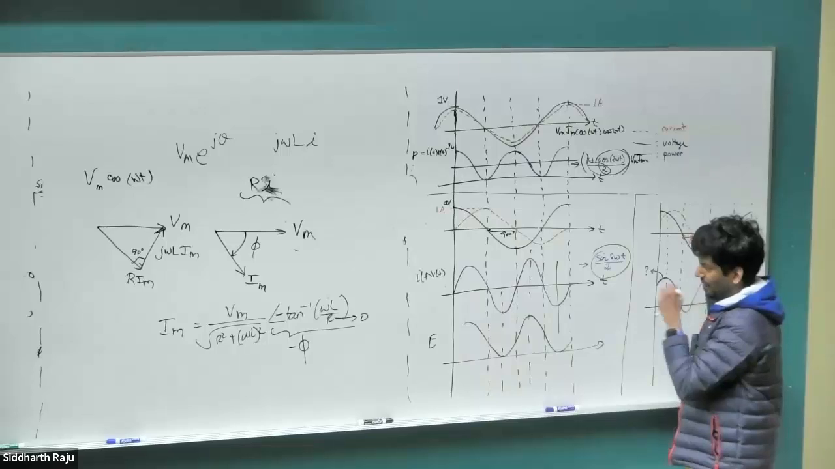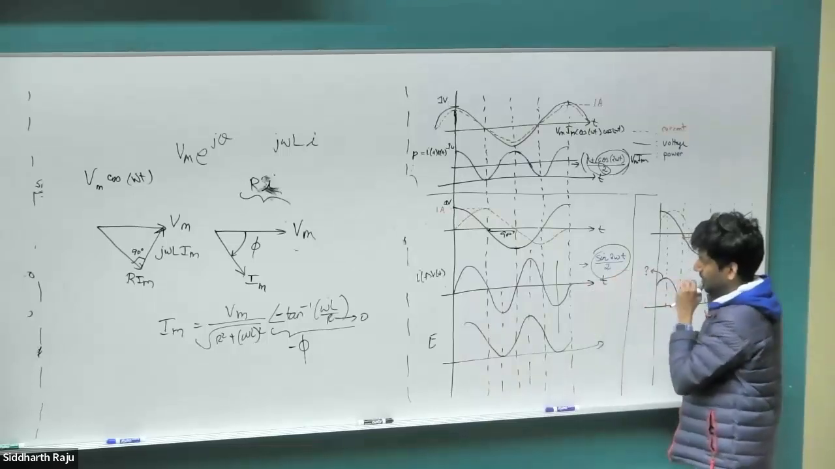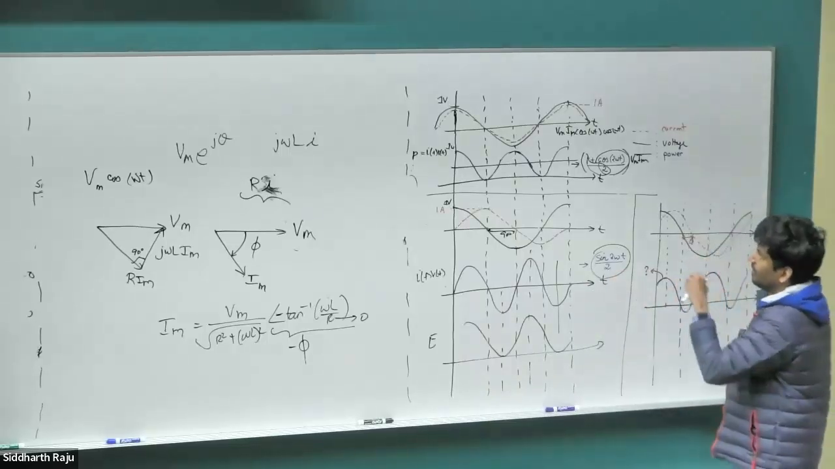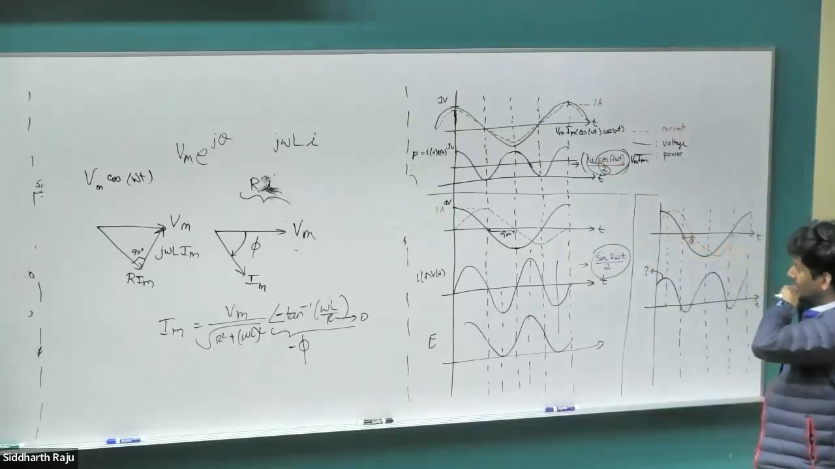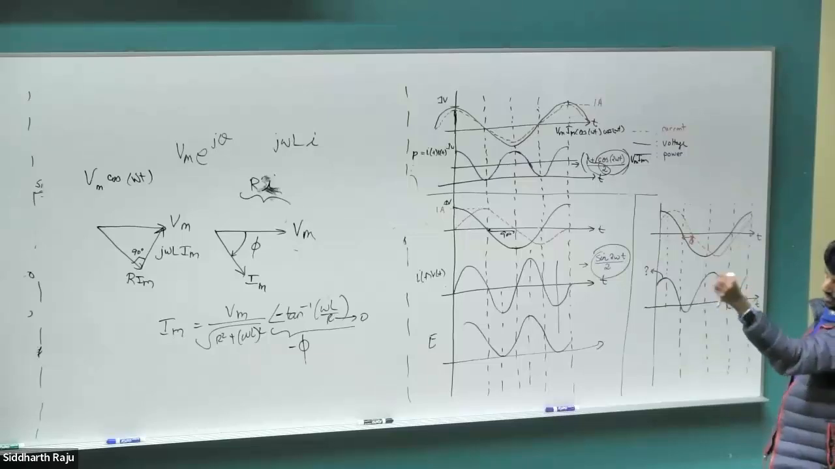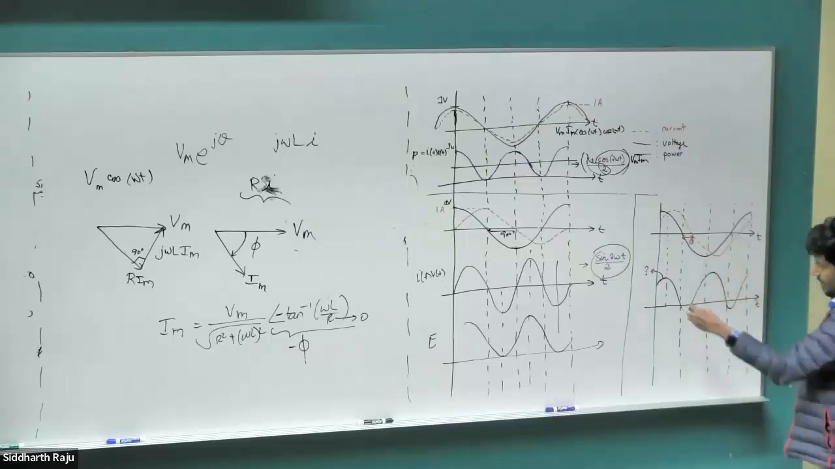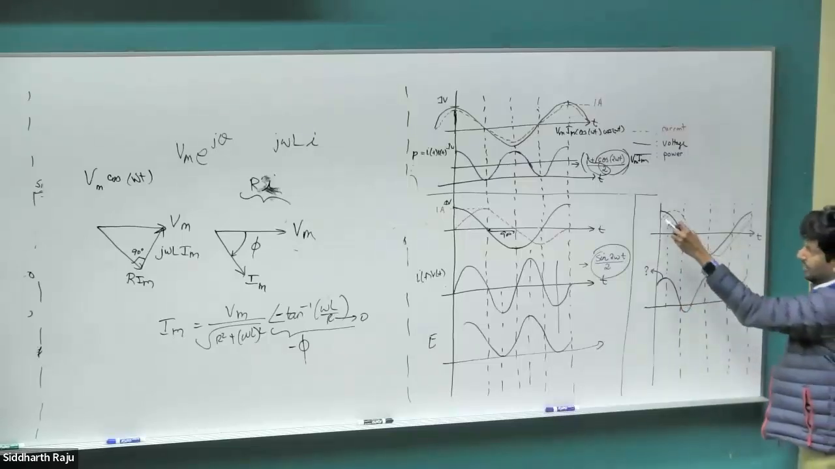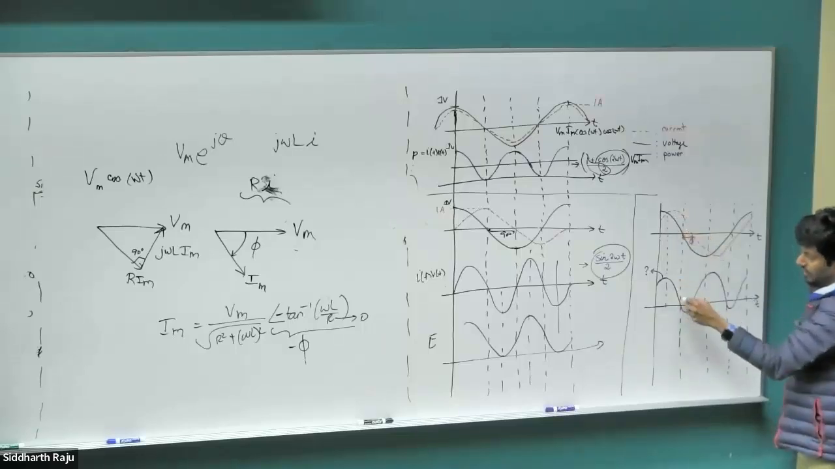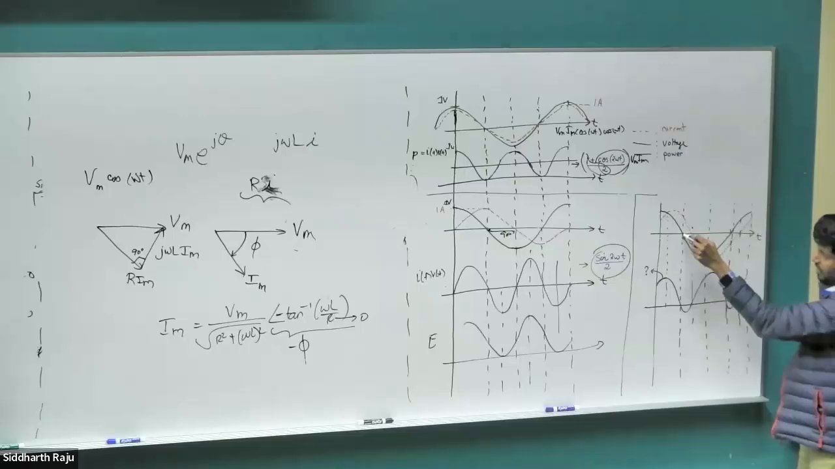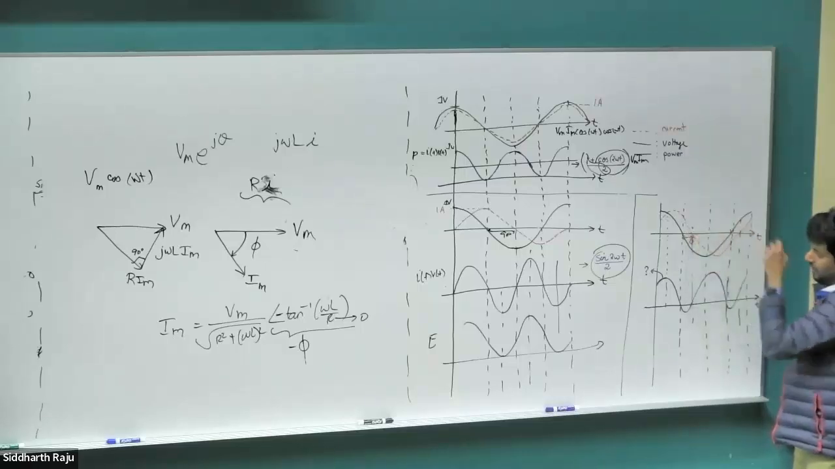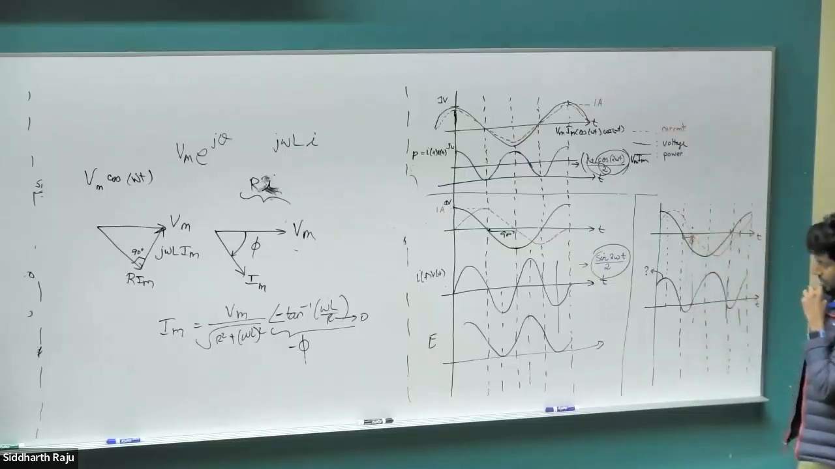Right? So when we have our pure inductive network, the power turns out to be sine 2 omega t divided by 2. When we have our pure resistive network, it is 1 plus cos 2 omega t divided by 2. When you have a combination, in our case an RL network, the power comes out like this, because wherever the current and the voltage are both positive, we end up with positive power. Whenever the current and the voltage are both negative, we end up with positive power again. And during the tiny portion where the current is positive and voltage is negative, or the voltage is negative and current is positive, we end up with negative power.